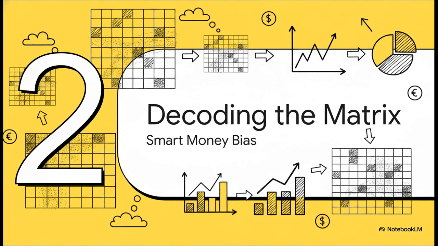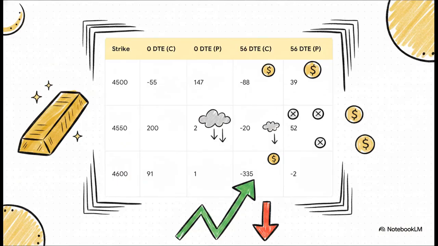Moving right along to part 2, decoding the options matrix, translating raw data into smart money bias. Now, this matrix might look a bit intimidating, but it reveals exactly what traders intend to do once you know the code. This is an actual snapshot of a gold futures options matrix. Let's break it down. The rows are your strike prices. The columns show the days to expiration, or DTE, and they're separated by calls and puts. The numbers themselves represent the change in open interest. So a positive number means new contracts were added, and a negative number means existing contracts were closed out.